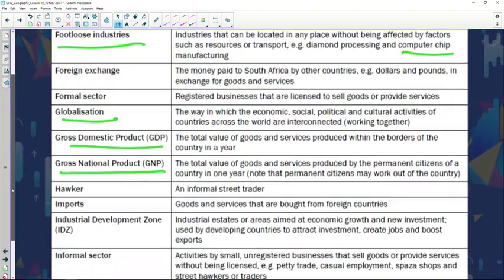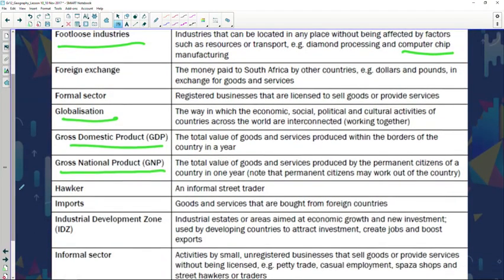Now a hawker is basically an informal street trader. We're going to discuss this section a bit later. The informal sector, usually they don't pay tax, they're not registered to pay tax. So that's the guy next to the road selling loose draw cigarettes, cool drinks, etc.